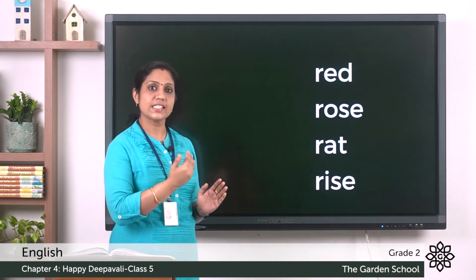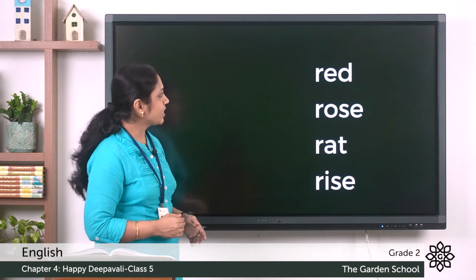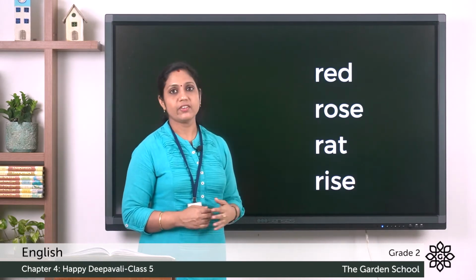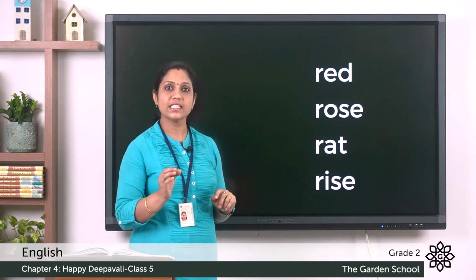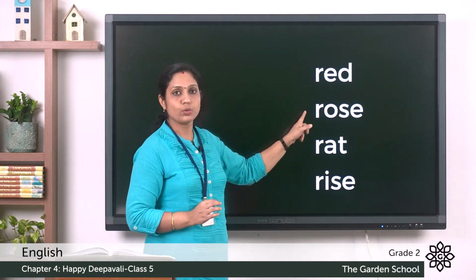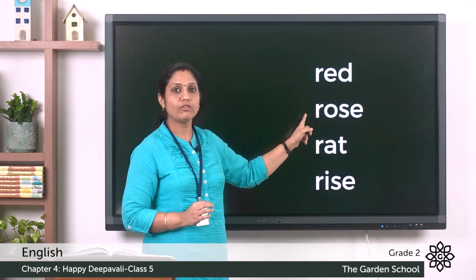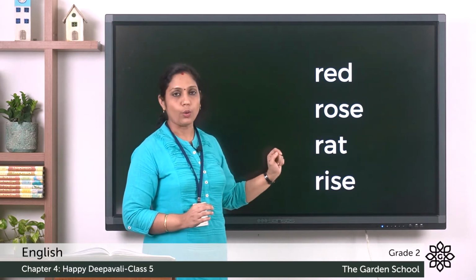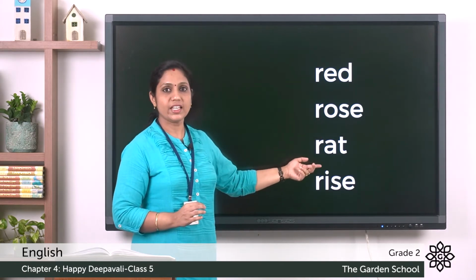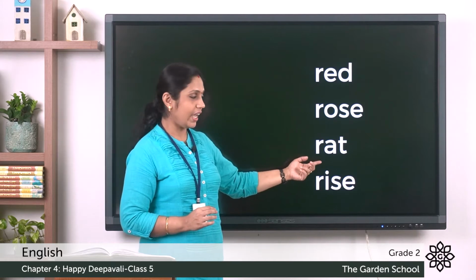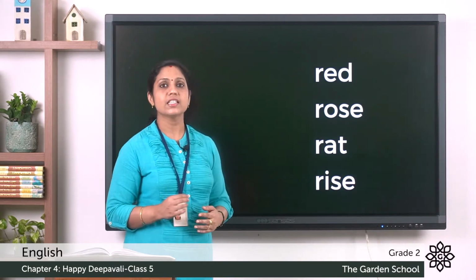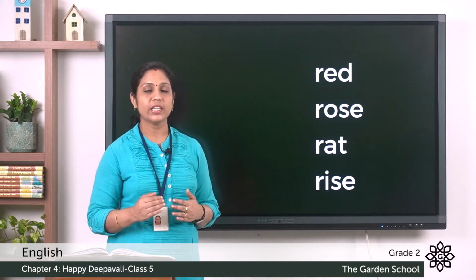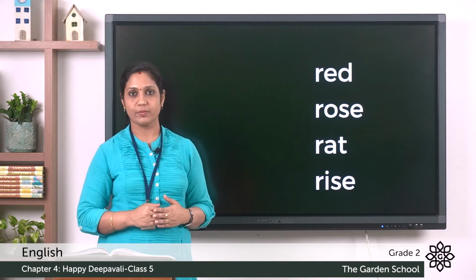So how can we arrange it? We have to look at the second letter of these words. For example, R-E-D, red. So which is the second letter? E. Second, we have rose, R-O-S-E. The second letter is O. Rat, R-A-T, rat. Which is the second letter? A. The next one, rice, R-I-S-E, rice. Second letter is I. So according to that, we need to arrange these words in the alphabetical order.